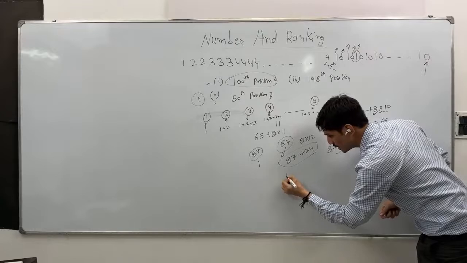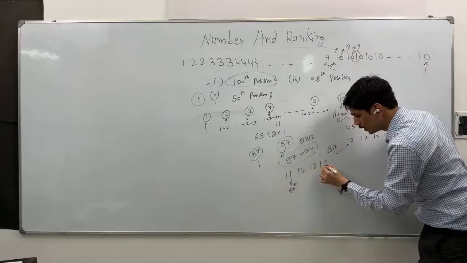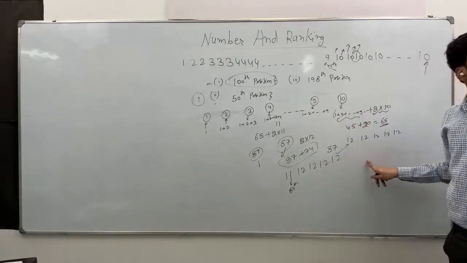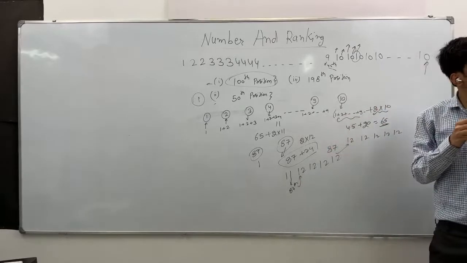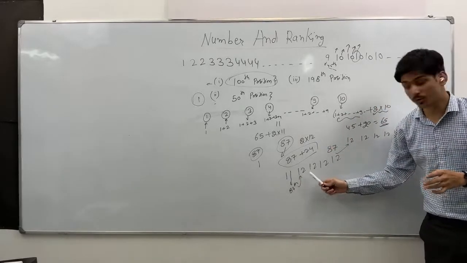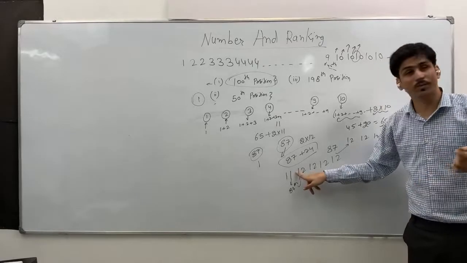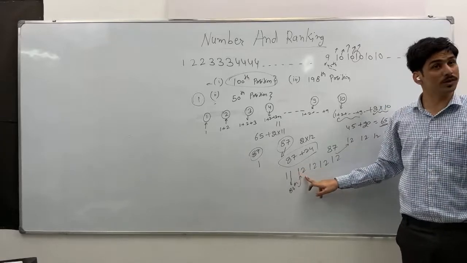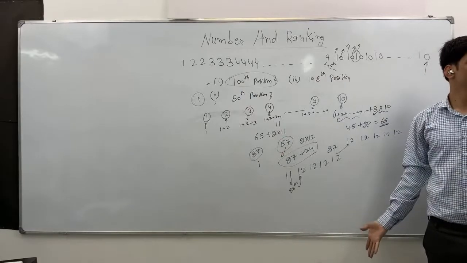So let's say this one is the 87th digit. After that I'll write 1 2 1 2 1 2. How many times will I write? 12 times. So how many digits will there be? 24 digits. So if I count from here, the 88th digit will be 1, 89th will be 2, 90th will be 1. It means at an even place 1 will be there, at an odd place 2 will be there. So now I have to find the 100th position. So what will come? 1.